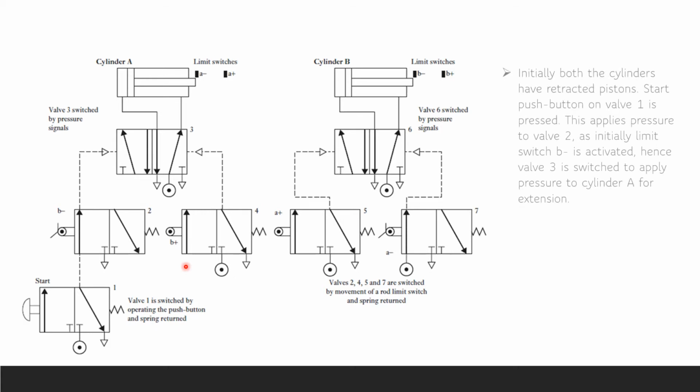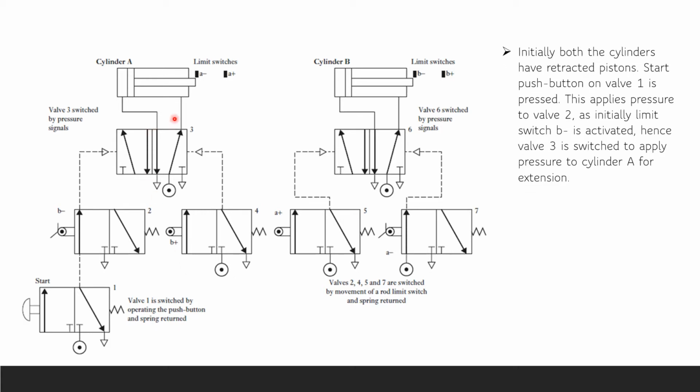So initially both the cylinders are in the retracted position, that is A minus and B minus, which means that their pistons will be at the top dead center, towards the right side of both cylinders. Now let's see the cylinder A. Initially the cylinder A is in the retracted position, which means that the piston is at the top dead center, that is toward the right side.